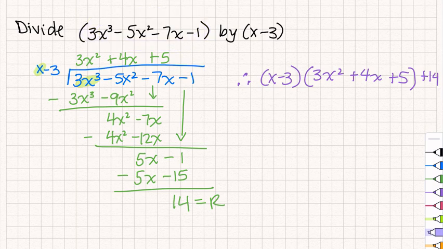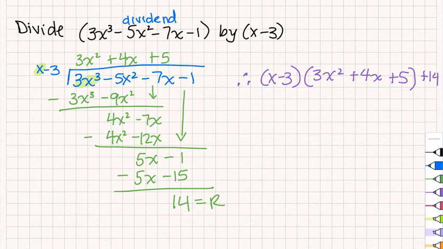Okay, so we found the quotient. This is our divisor. This is our quotient. This is our remainder. Okay, so this is a divisor, our quotient, and our remainder. This is our dividend. So this is what is being divided.